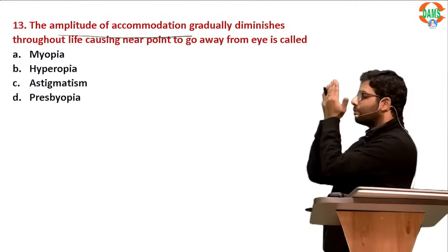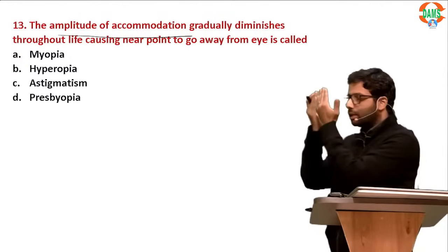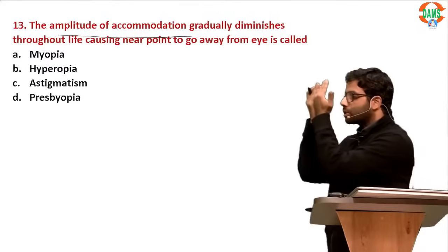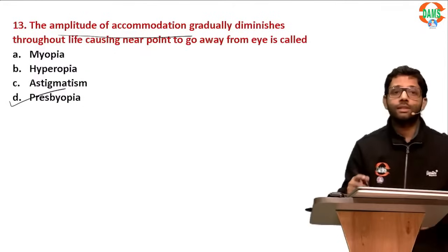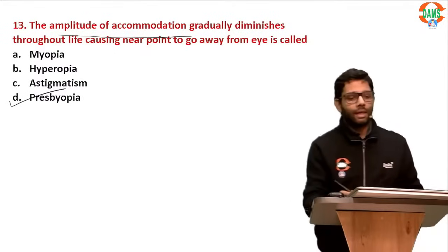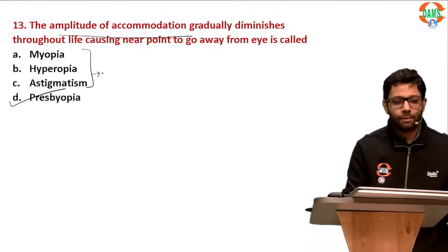But what happens when we age? The lens becomes rigid. The accommodation decreases. The near point goes away, away, away, away. That is the near point concept. You should have got this question correct. Presbyopia. ABCR, far point concept.